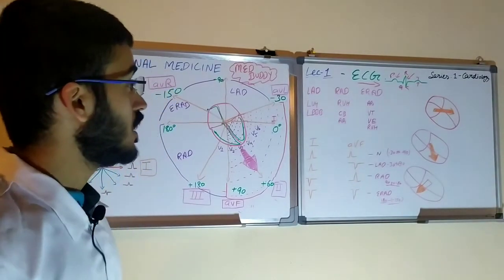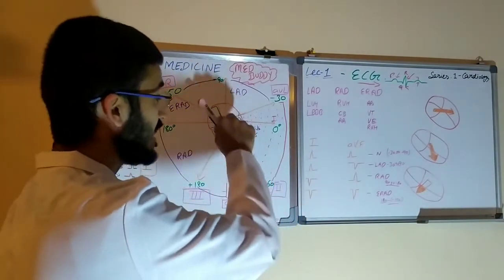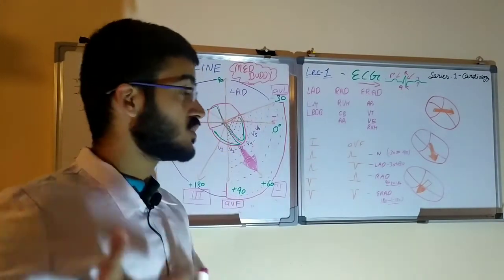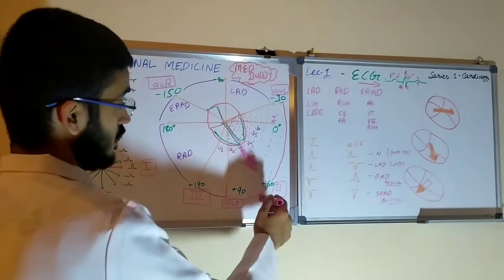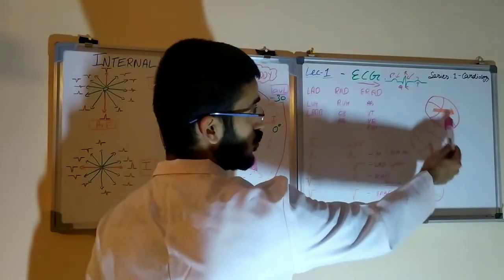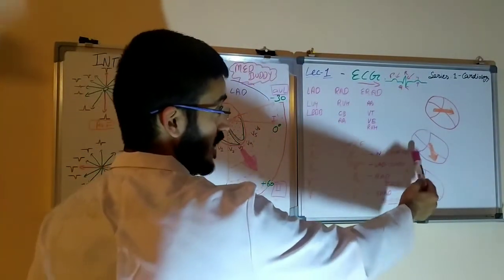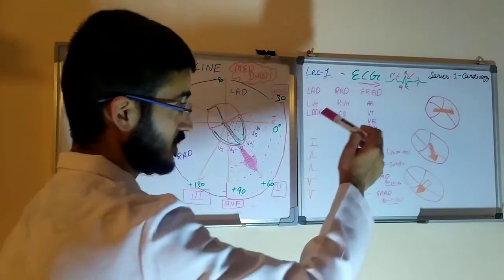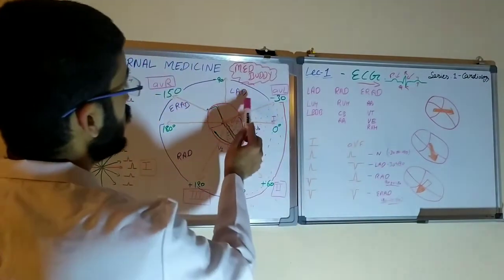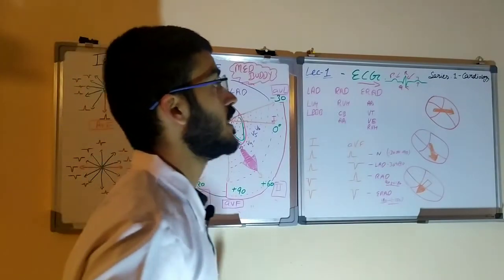And when there is any deviation, when the vector is not in its axis, either towards the left or towards the right, or very much towards the right, we call it axis deviation. When the vector has shifted from its normal axis towards the left, that is, the normal axis is -30 to +90, when it has shifted away from -30, that can be from -30 to -90, this will be called the left axis deviation. How can this happen?